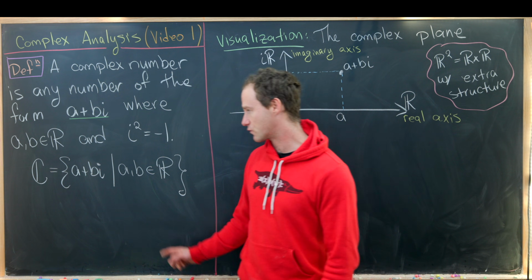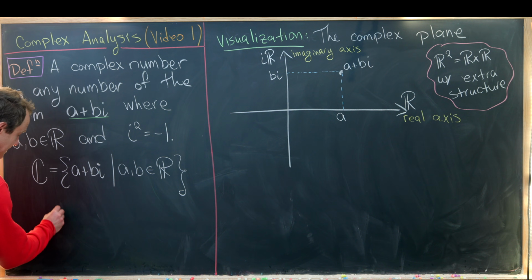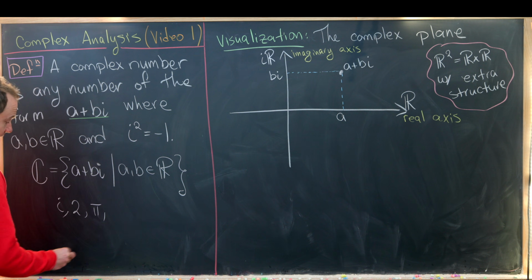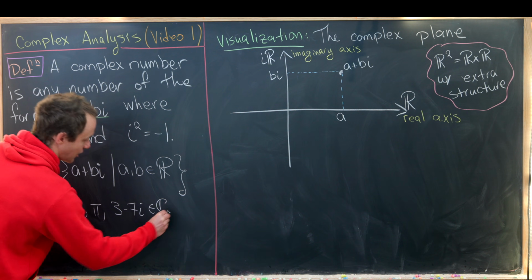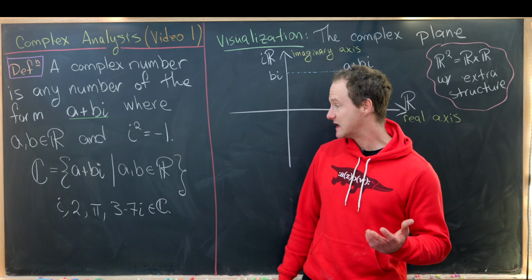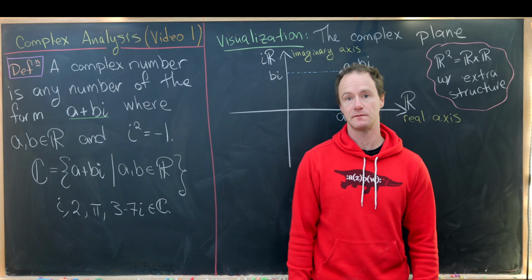So obviously we could write down just some trivial examples of complex numbers pretty easily, like the number i is a complex number, so is the number 2, so is the number pi, so is the number 3 minus 7i. Those are all pretty basic examples of complex numbers, given that they satisfy this kind of construction rule.